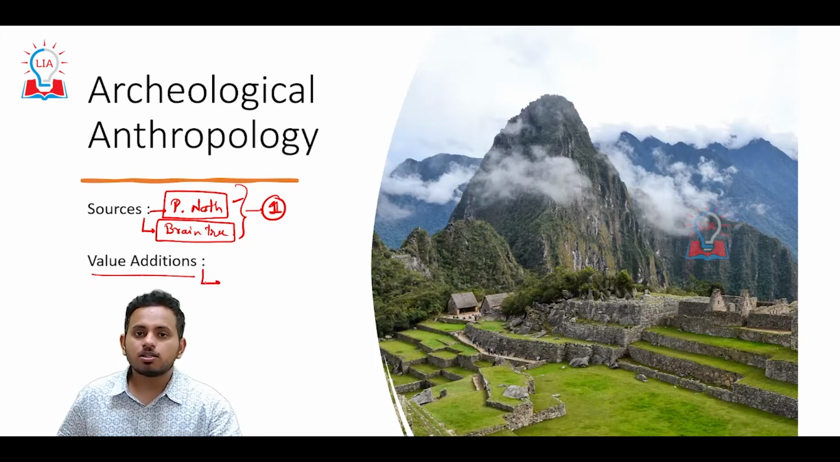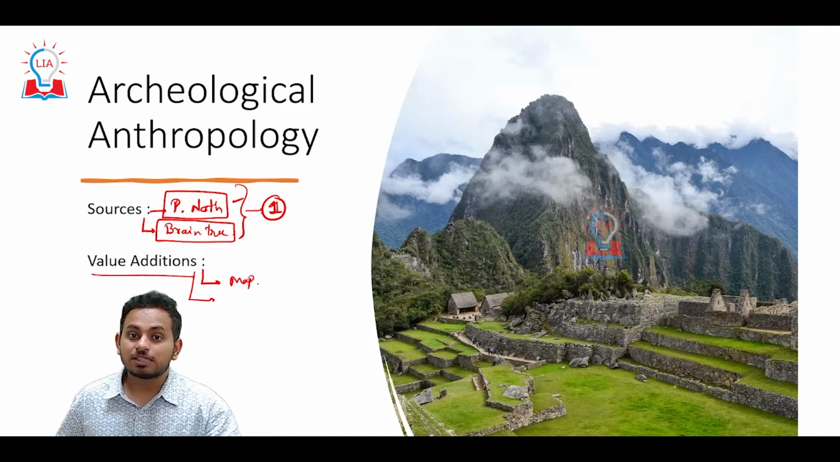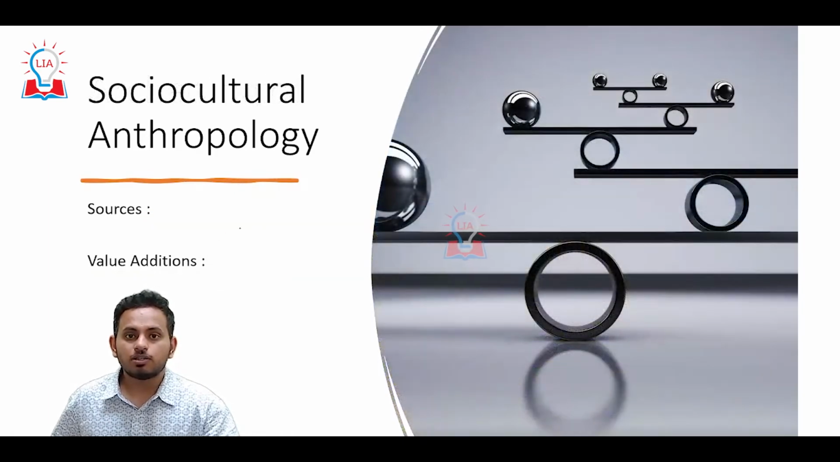For archaeological anthropology, obviously the value additions will be the map that you will be drawing, and also diagrams of the skull, diagrams of the pentadactyly, and diagrams of the vertebral column. So these skeletal structures will be the value addition for archaeological anthropology. And remember, archaeological anthropology and physical anthropology, that is units 9 to 12, are the most scoring parts of anthropology.